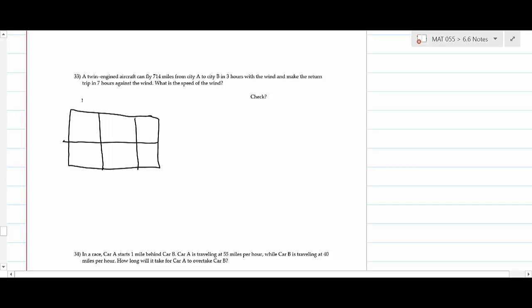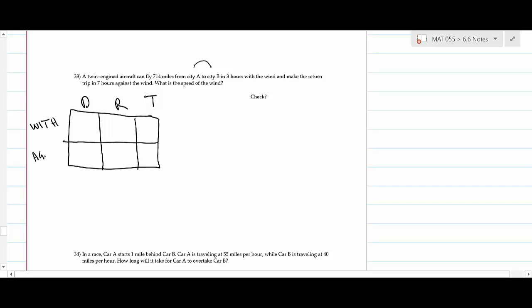And let's see what we're going to have. We have distance, rate, and time. Okay, this one says that you can fly from city A to city B in 3 hours with the wind and make the return trip in 7 hours against the wind. This is very similar. This may actually be exactly the same as what we did earlier in the semester.